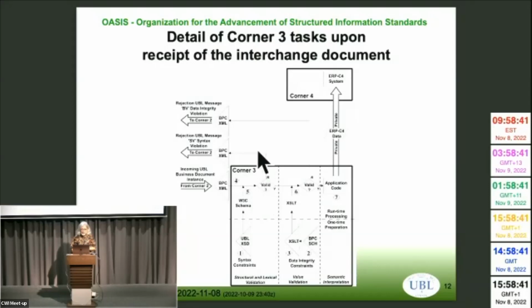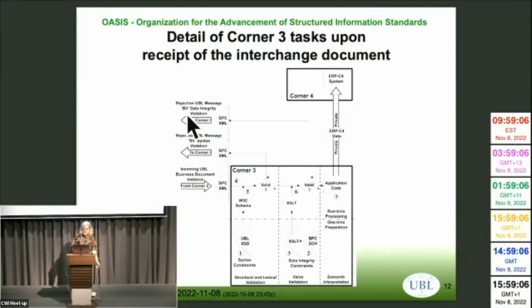If there's a schema error, SV, schema violation, that goes back in a UBL message to corner 2. So corner 2 can say, hey, I must have done something wrong, because if corner 2 did everything that it's supposed to do, it would not get a schema validation error. It also would not get a BV, a business validation error.